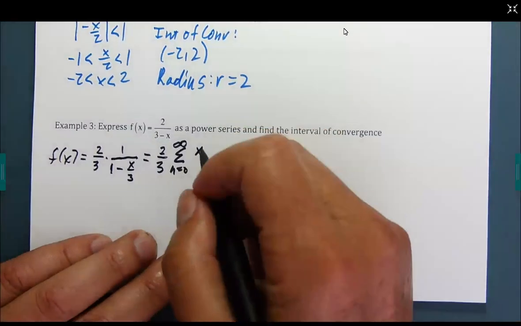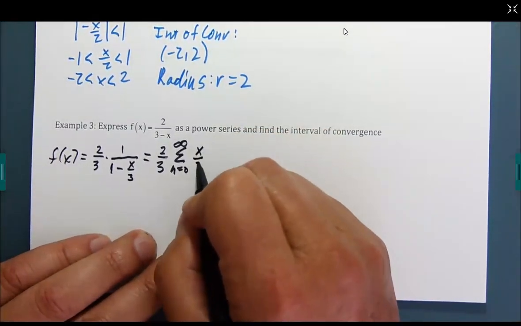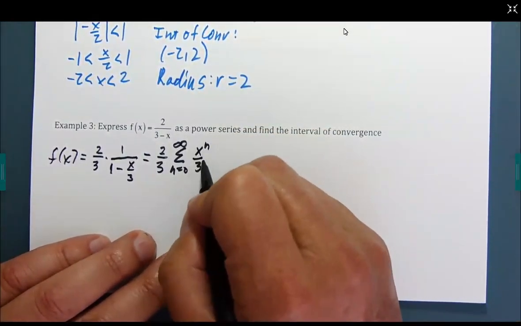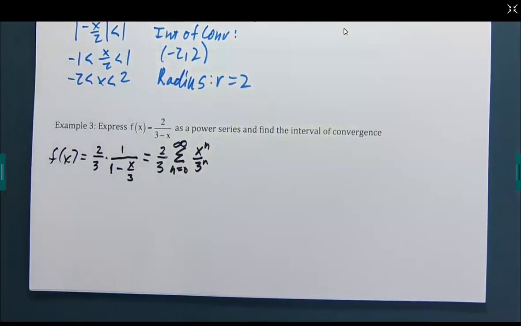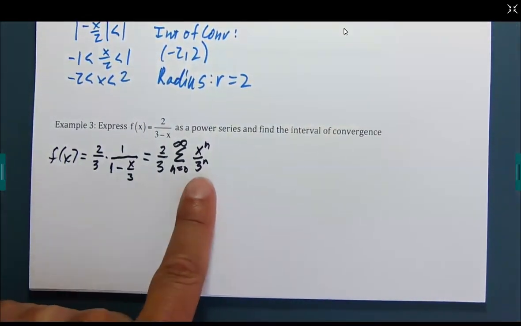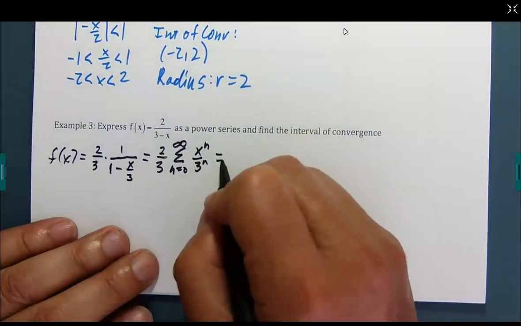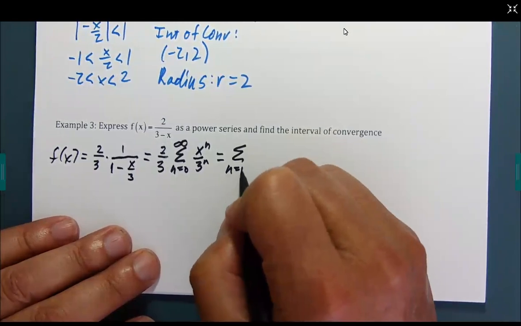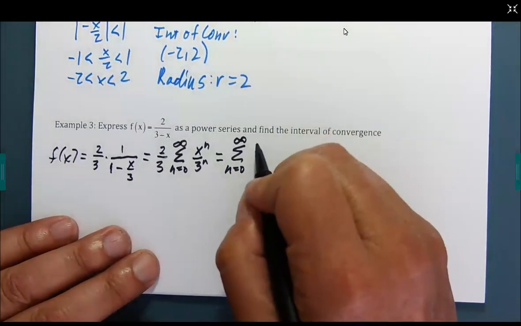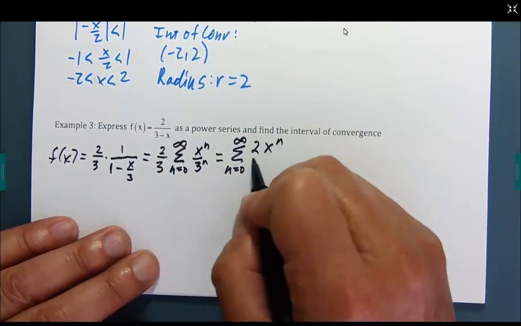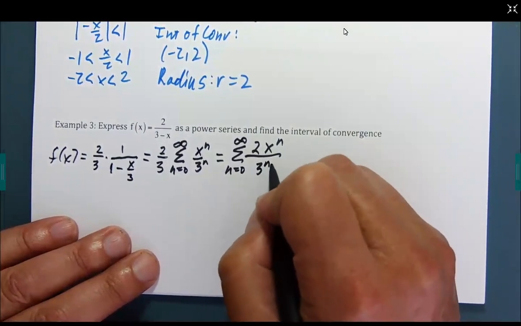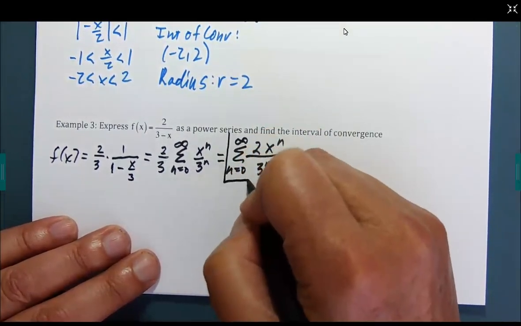So this becomes x over 3 to the n. And what's going to happen is that 3 is going to be brought in to make that n plus 1, and the 2 does not get an n. Two x to the n over 3 to the n plus 1. There is my power series representation.